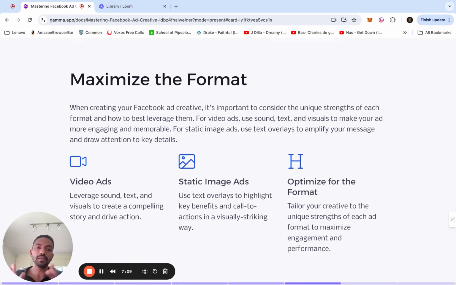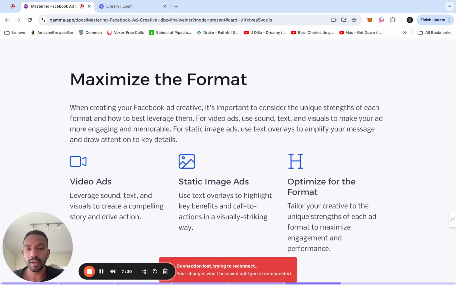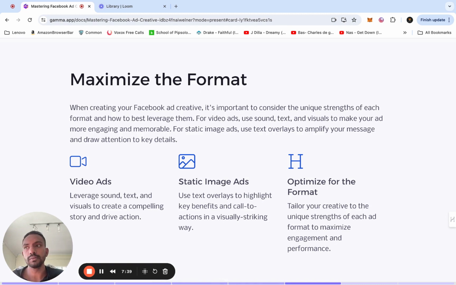Lastly, there's 3 different types of format you can focus on with Facebook ads. Each has its unique strengths, but for videos, you want to use sound, text, visuals to create a compelling story and drive action. Like I said, attention, interest, desire, action for all video ads. For static images, these things still are run these days, but you want to use text overlays to highlight key benefits and call to actions in a visually striking way. So when people are scrolling through, they may see a bold text format and actually go ahead and read whatever you have written on your copy.